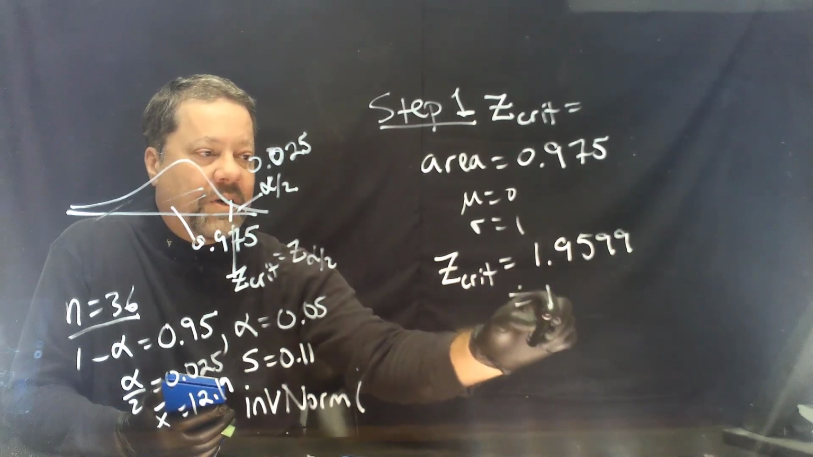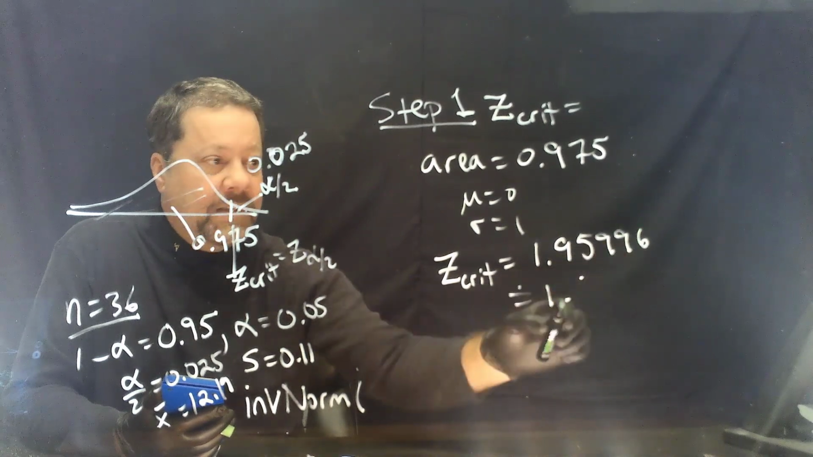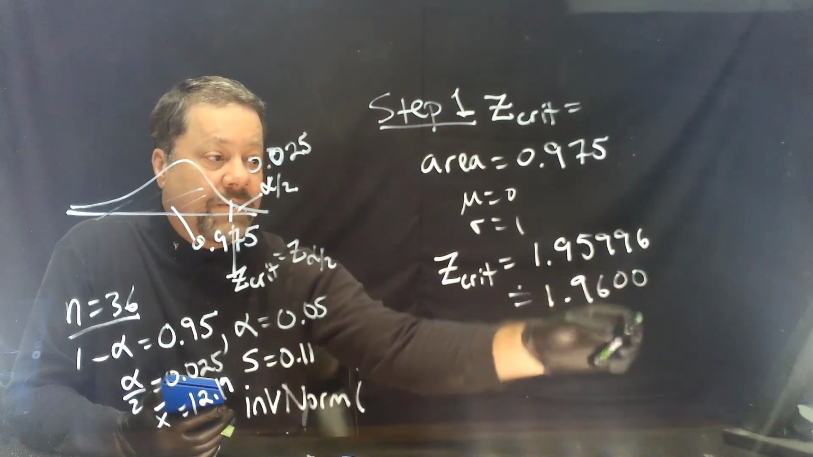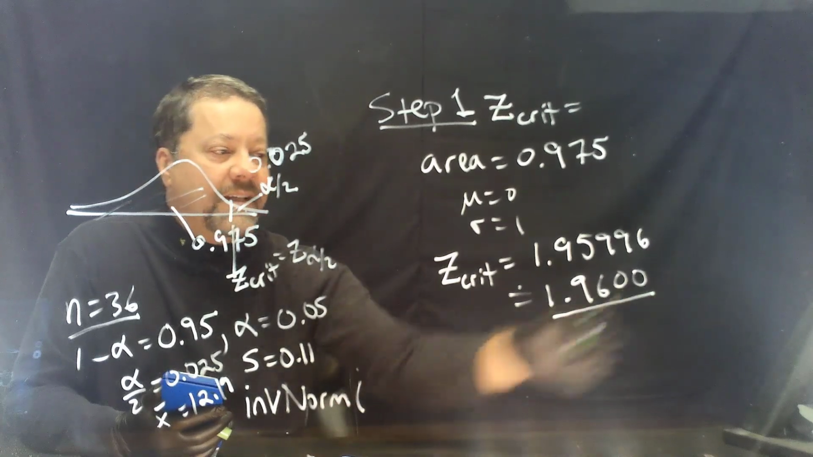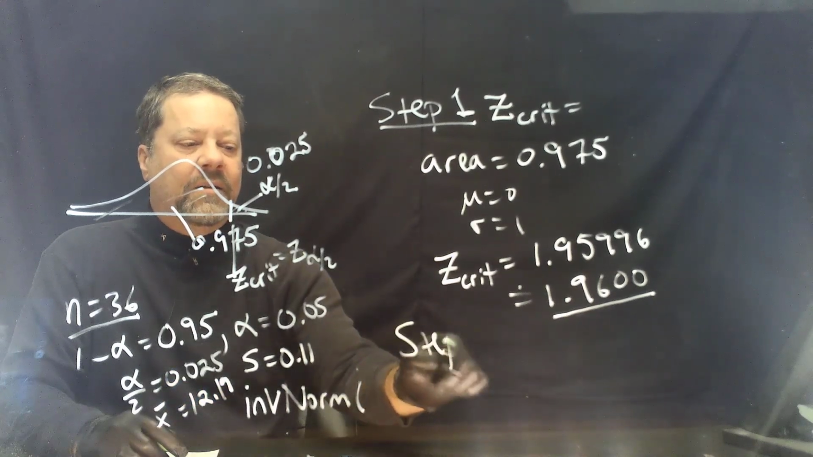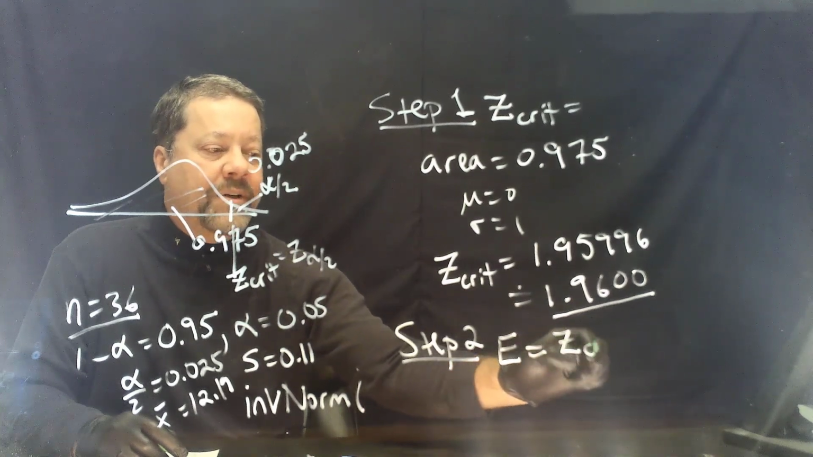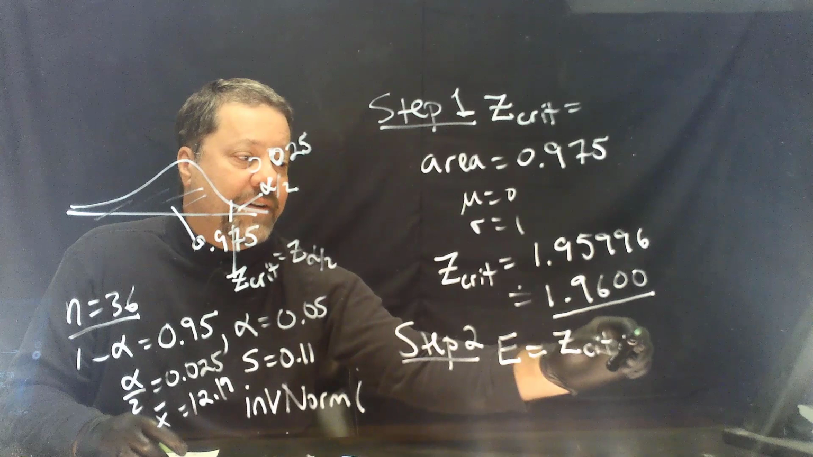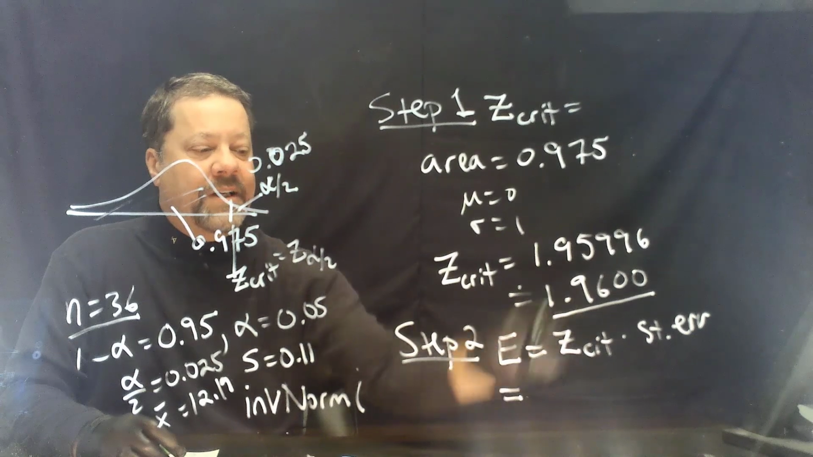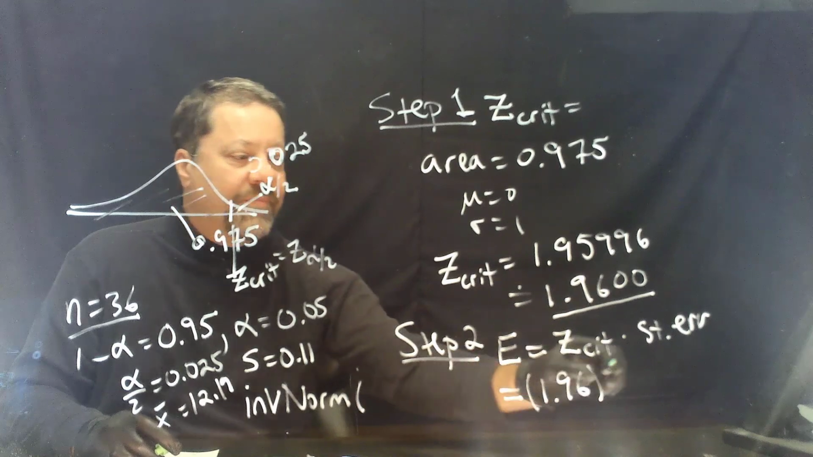And so we get the z critical to be 1.9599, which I'll round to 1.9600. So 1.9600 will be the critical z-score. On step 2, we'll calculate the margin of error. The margin of error will be your critical z-score times the standard error. In this particular case, the critical z-score is 1.96.